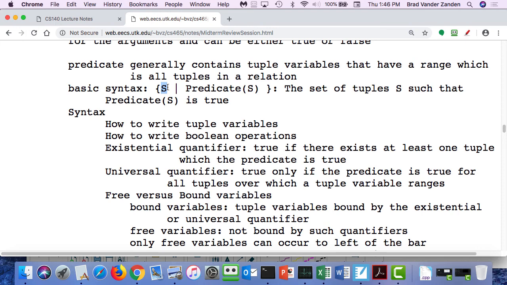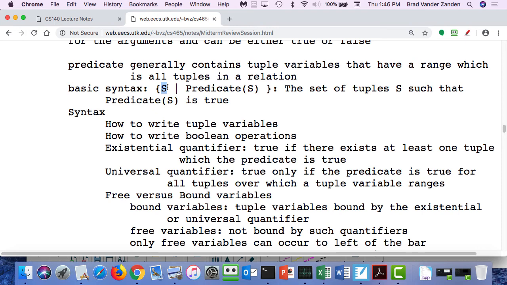A free variable is one where we are interested in seeing one or more of its attributes in the result. A bound variable is essentially one that is being used to support the query, but we don't care about seeing those tuples in the result.